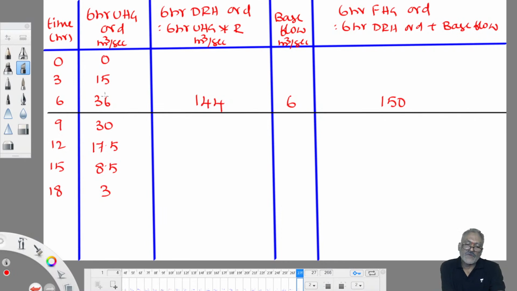To get this 144, 36 should be multiplied with R. So how much R should be there? So this R is equal to 144 by 36, 4 centimeter. That's how I got 4. Understood now? So I calculated like this.